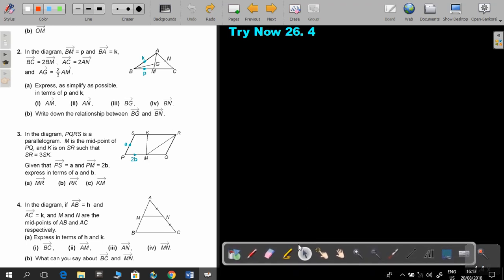Okay, let's start. In the diagram, if AB is equal to H. Now, I'm going to use colors to indicate it. So, let's just move it up a little bit.